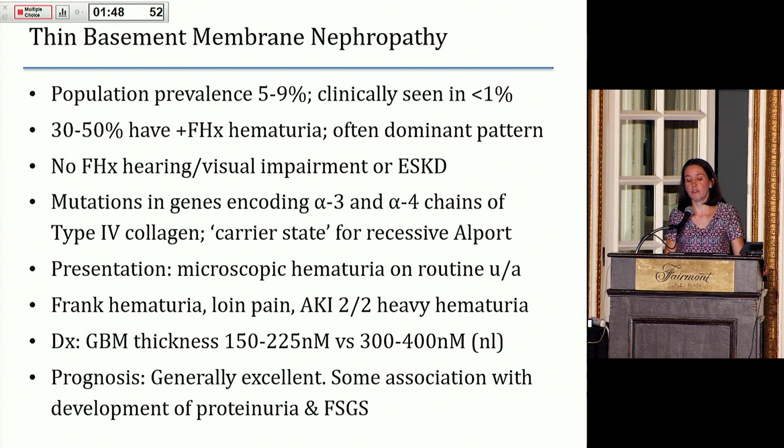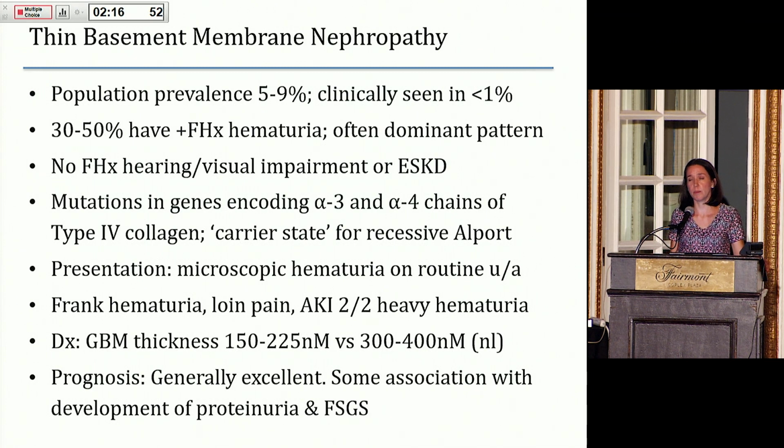About half of them will have a family history of hematuria, and it's often in a dominant pattern within the family. And they generally have no family history of hearing or visual impairment or frequently kidney disease. So the mutations are in the genes encoding alpha-3 and alpha-4 chains of type 4 collagen, and this is a carrier state for recessive Alport. So they've got one of the two, so one copy of the abnormal gene.